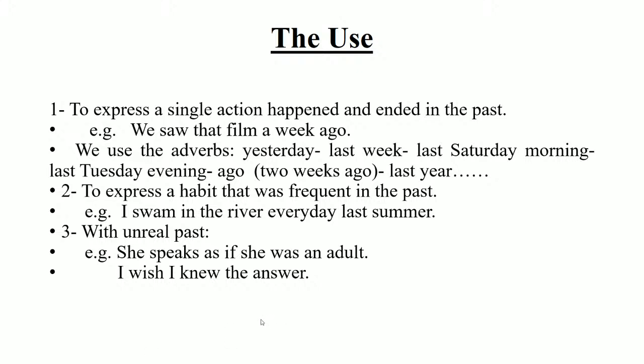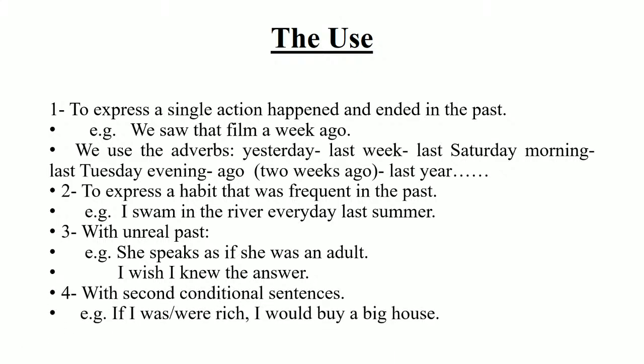With unreal past, she speaks as if she was an adult. I wish I knew the answer. We always use past after wish. With second conditional sentences, if I was or if I were rich, I would buy a big house.